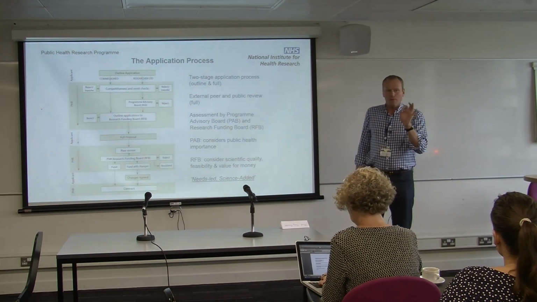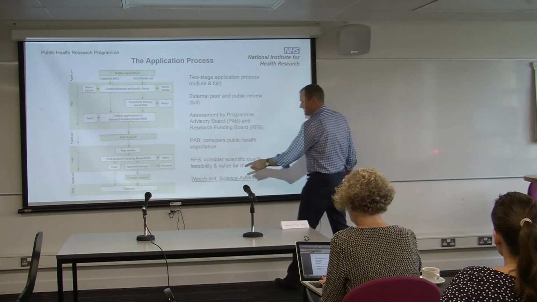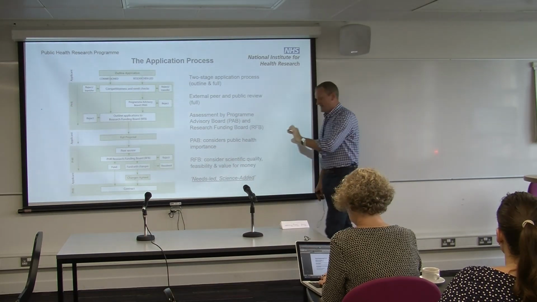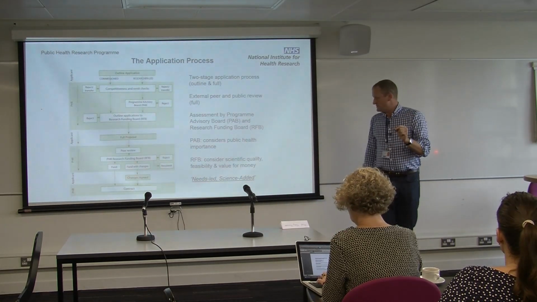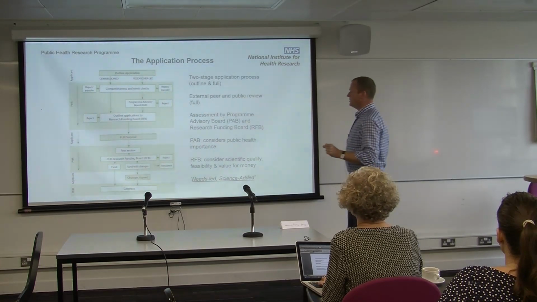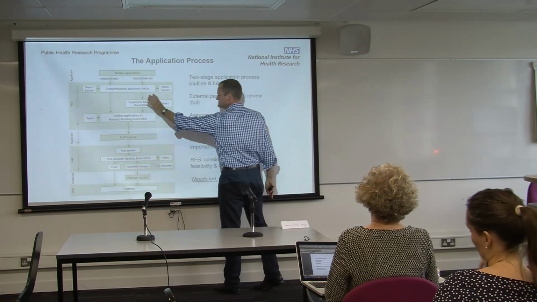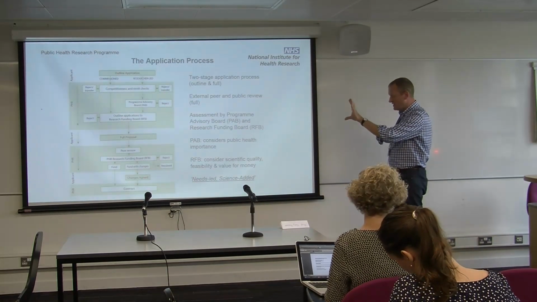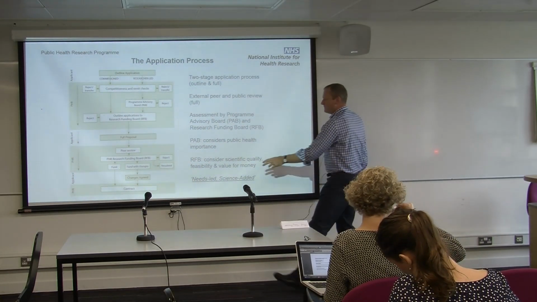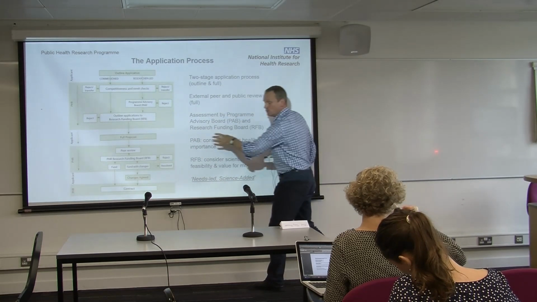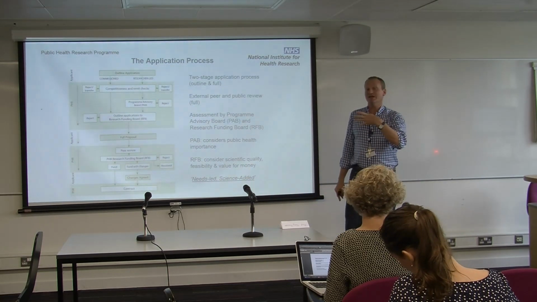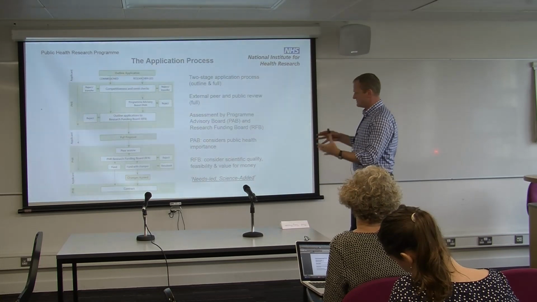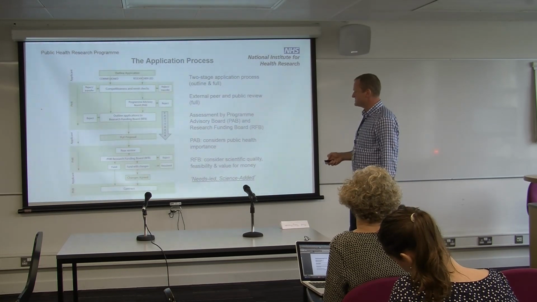funding. This point has already been made that the PHR seeks to be needs-led and then science added. So in other words, the Programme Advisory Board in a large degree sets some of the questions that the PHR answers, and then the job of the Research Funding Board is whether that proposal can actually answer those questions. So that gives you an idea of the stage system.